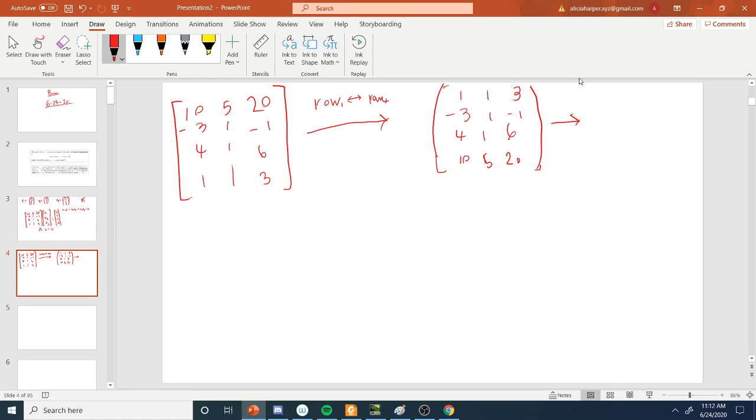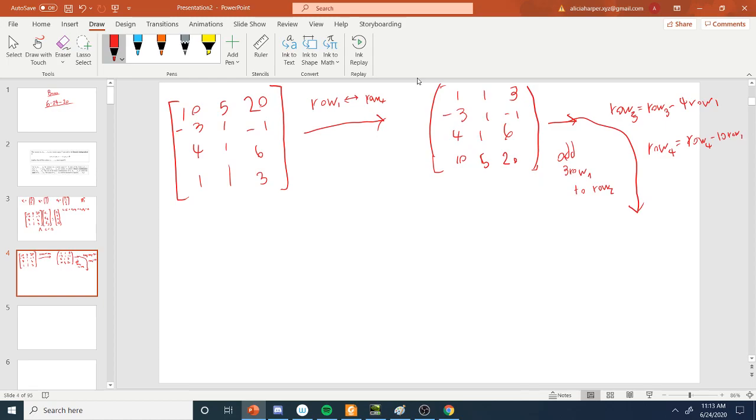Next I do a long sequence of operations. I add 3 times row 1 to row 2. I'm also going to set row 3 to be equal to row 3 minus 4 times row 1. And finally, I'm going to set row 4 to be equal to row 4 minus 10 times row 1. So three different type 3 row operations. Fortunately, the top row stays the same. And now I figure out what happens to the other rows.